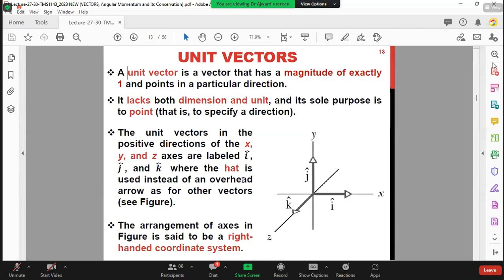So you use a hat, this hat on top of each vector. The sole purpose of using this unit vector is to point. If you want to point along the x-axis, you use i hat. What is the magnitude of i hat? Anyone? i hat is a unit vector. Magnitude of i hat? Anyone?